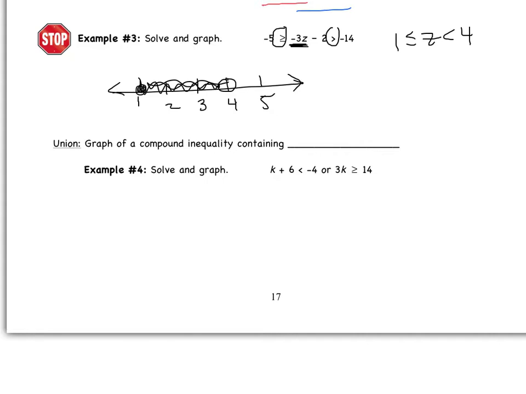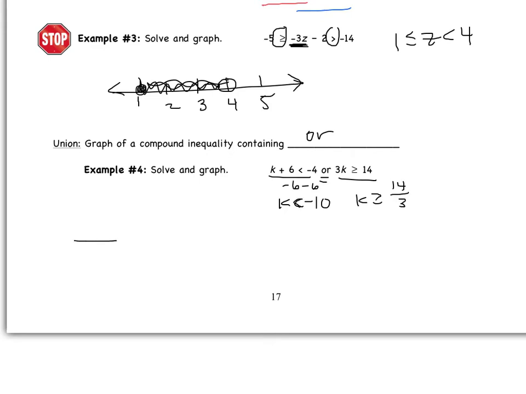So that was intersection. A union is the graph of a compound inequality containing or. So that's like example 1 that we did. One inequality or the other inequality. So here in example 4, we have this inequality or the second inequality. So I'm going to need to solve both. The first inequality, I'm going to subtract 6. So I'm going to end up with k is less than negative 10. Second inequality, I'm going to divide by 3, and I get k is greater than or equal to 14 over 3.